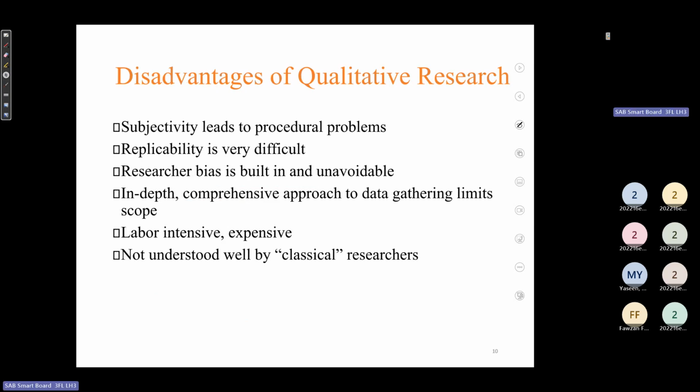So disadvantages. What's the main disadvantage of qualitative research? There are two main disadvantages. One is that it is subjective. Because in quantitative research, you use statistics. For example, to see the relationship between two variables, you use correlation. Is that subjective? Once I take data, put it into SPSS and get the correlation output, is it subjective? No, it's objective. If you do that, I do that, we'll get the same result.